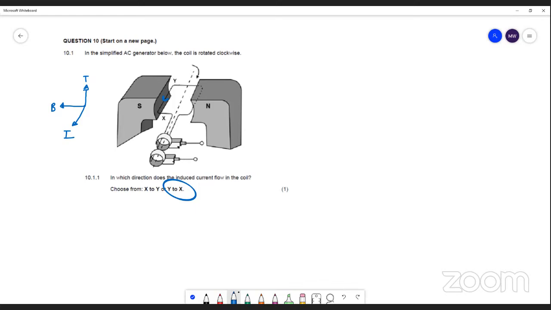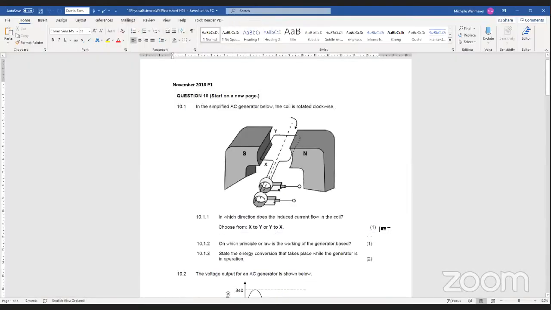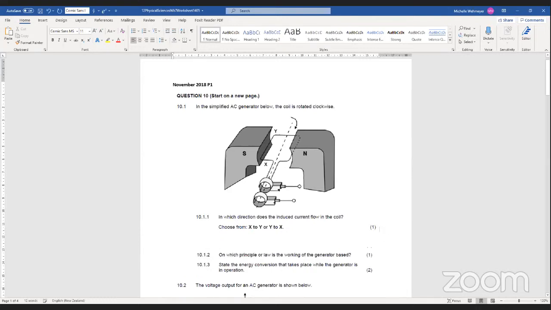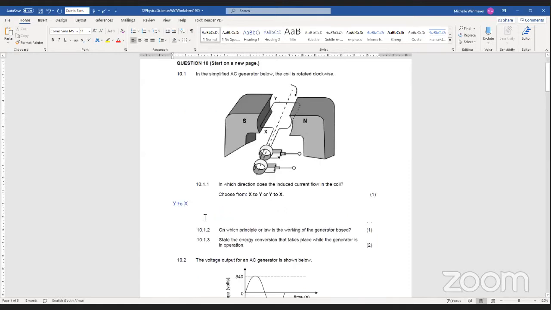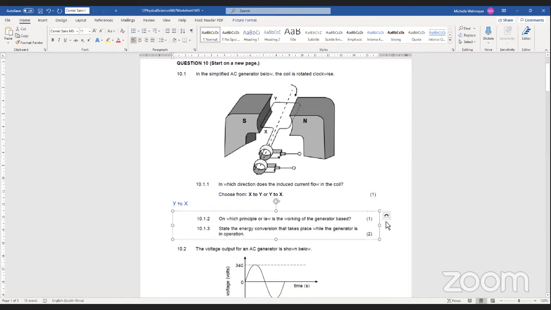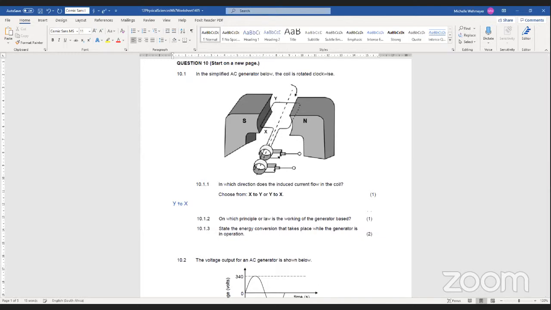Okay, so we can just write that. Y to X. Then the next question says, on which principle or law is the working of generators based? So which principle or law do you guys think it is? Who that you learned about last year?